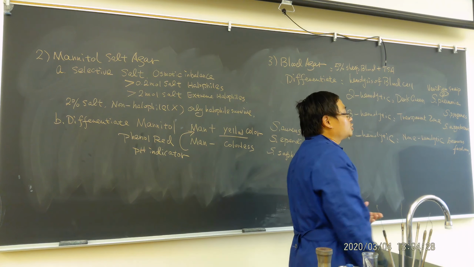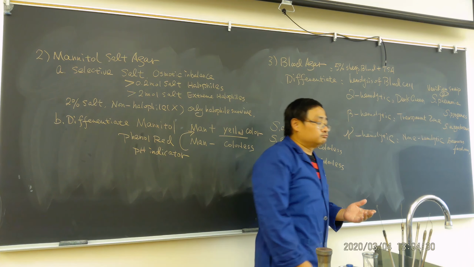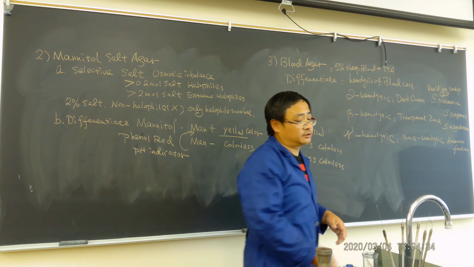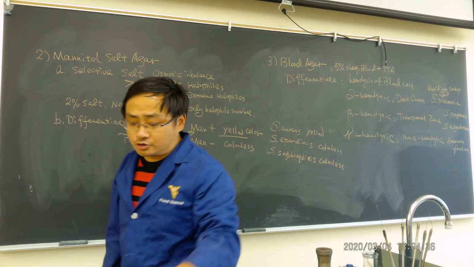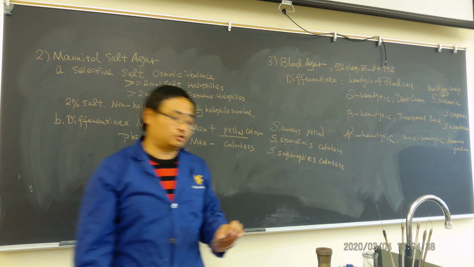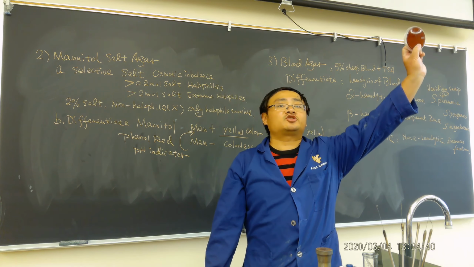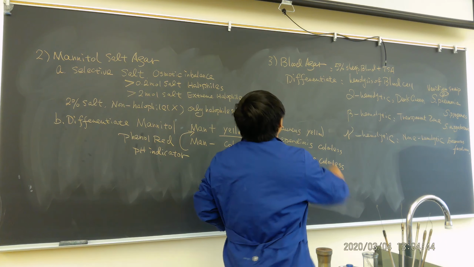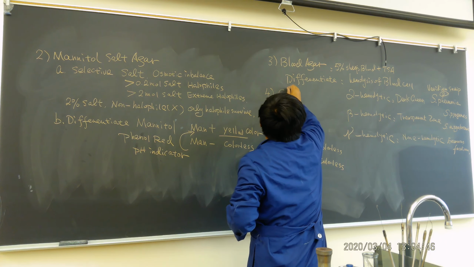So we will do our streak plating. Today we will see which bacteria is alpha or beta or gamma hemolytic. Now, I'm going to introduce you to another one. We're not going to do it, but I'll introduce you. Look at this agar, brownish tones. This is what we call chocolate agar.